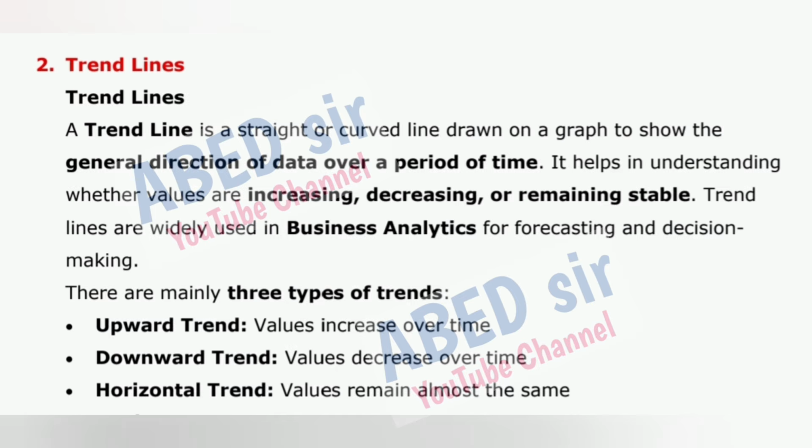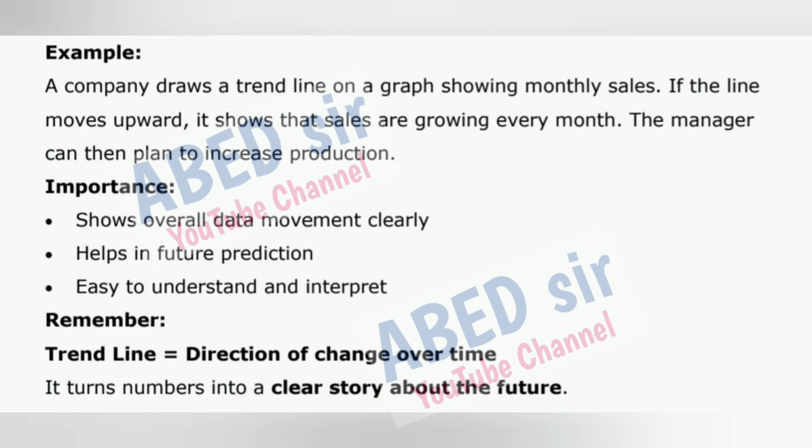There are mainly 3 types of trends. Upward trend, values increase over time. Downward trend, values decrease over time. Horizontal trend, values remain almost the same. Example: a company draws a trend line on a graph showing monthly sales. If the line moves upward, it shows that sales are growing every month. The manager can then plan to increase production.